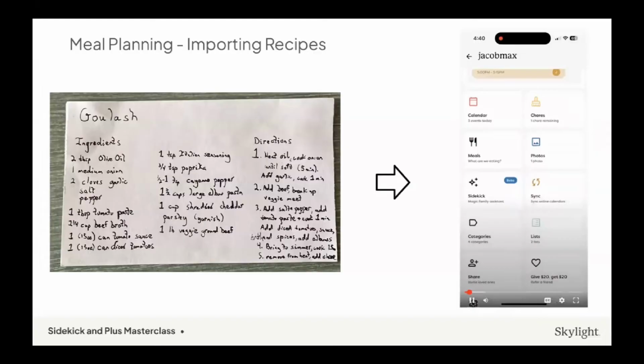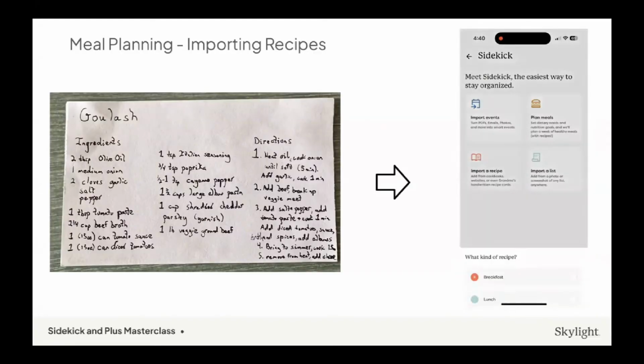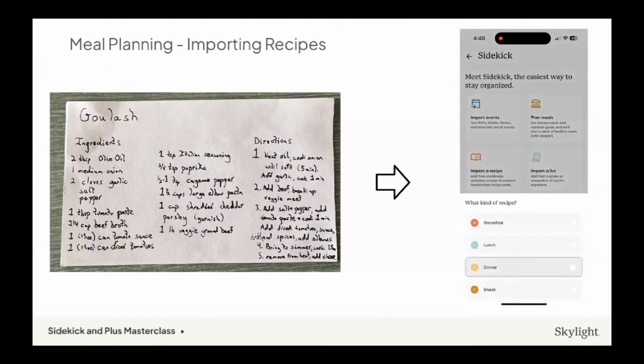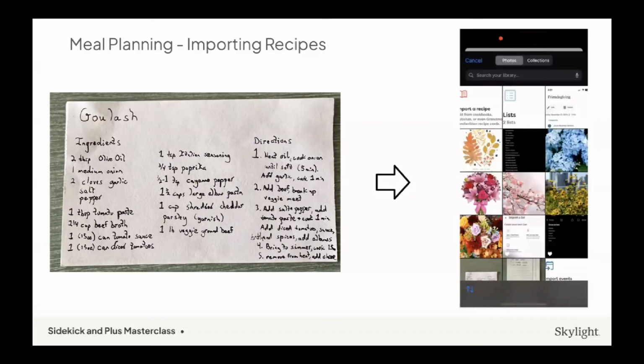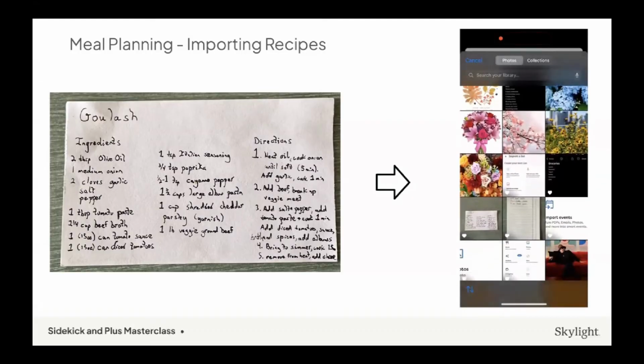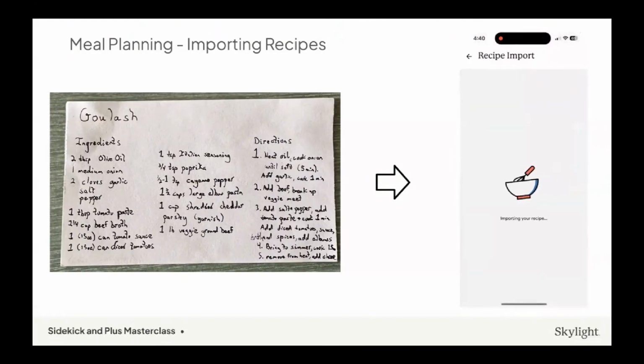All we have to do is click Sidekick, and we're going to click Import a Recipe. When we do that, we say which meal it is for. We'll select dinner, and then we have all these options. I'm going to do upload an image. I already took this image from my phone, so I'm going to upload that. You'll then see this animation letting us know it is adding the recipe to your Skylight.